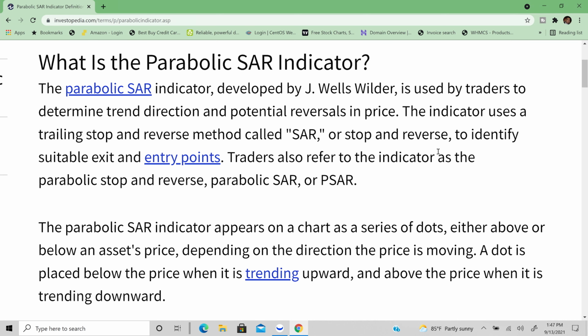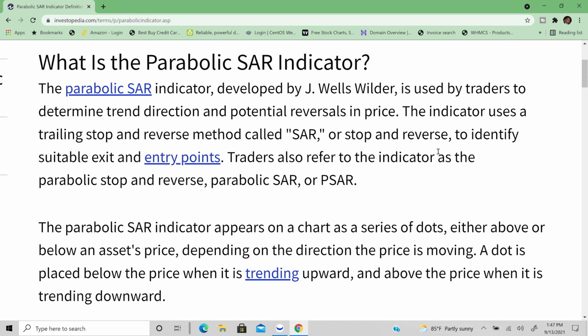But let's go into what the parabolic SAR indicator is. The parabolic SAR indicator was developed by J. Wells Wilder. You guys know who J. Wells Wilder is? It's the same guy that gave us the RSI. The SAR indicator is used by traders to determine trend direction and potential reversals in price. The indicator uses a trailing stop and reverse method called SAR, or stop and reverse.